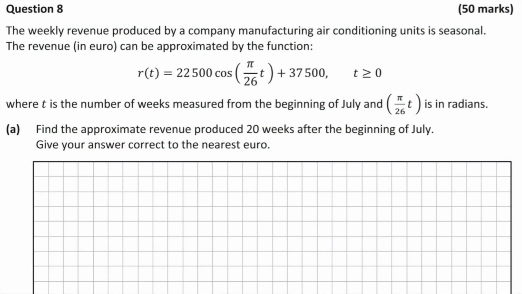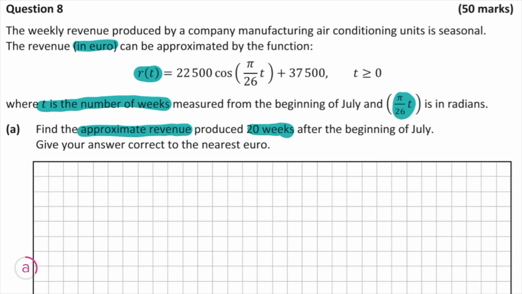Okay, so here's our question. We're given this function R(T) that represents the weekly revenue produced by companies selling air conditioning units. We're told that the revenue is given in euro, and T is the number of weeks measured from the beginning of July, and pi over 26 times T is in radians. Part A asks us to find the approximate revenue produced 20 weeks after the beginning of July and to give our answer correct to the nearest euro.